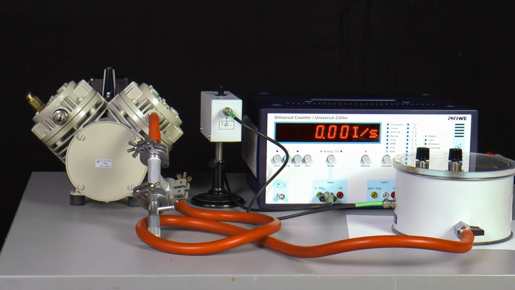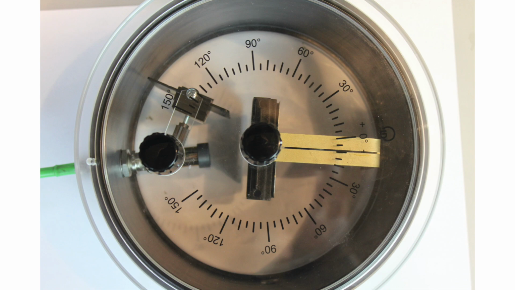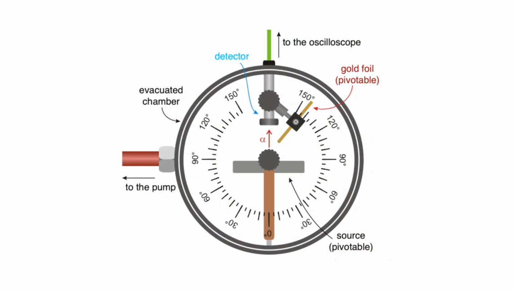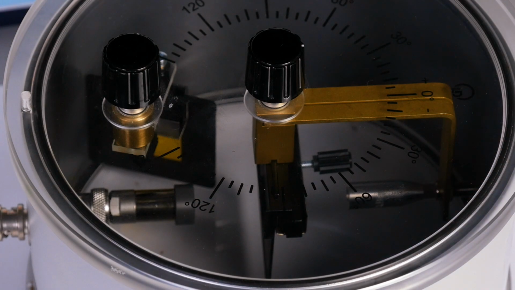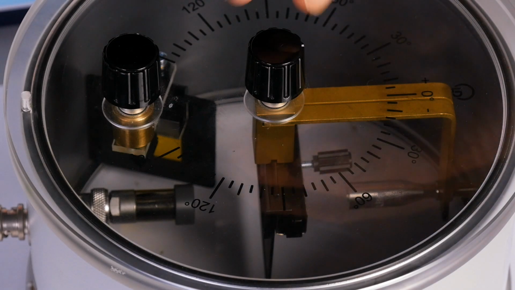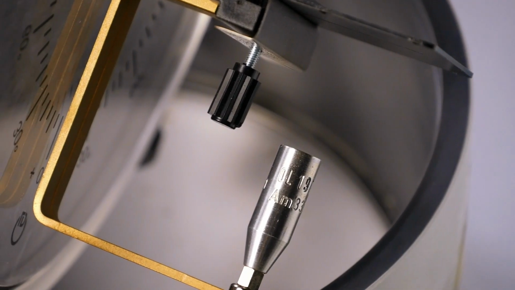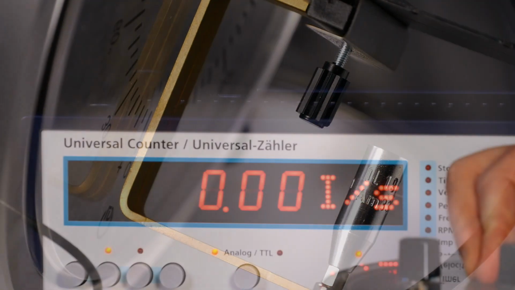The experiment carried out here is modeled on the historical Rutherford experiment. It consists of a cylindrical chamber which is evacuated by a vacuum pump to minimize scattering reactions on remaining air molecules. The chamber consists of a detector for alpha particles, a pivoting americium-241 source, and a pivoting gold foil. Americium-241 decays into excited states of neptunium-237 by emitting an alpha particle with about 5500 keV. The signal from the detector is sent to a counter.